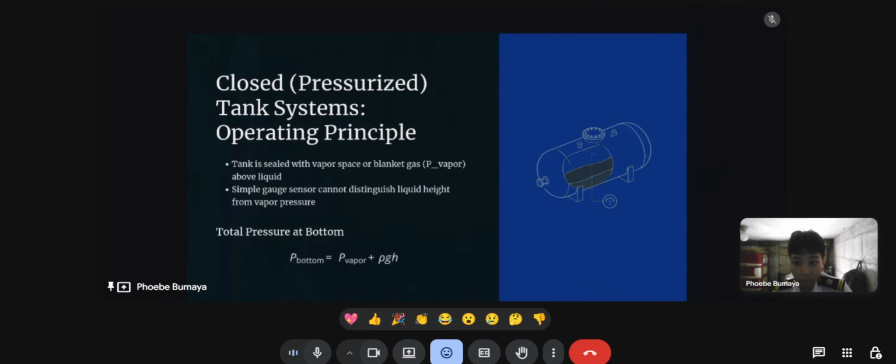For the closed or pressurized tank system, operating principle: the tank is sealed with a vapor space or blanket gas, P vapor, above the liquid. A simple gauge sensor cannot distinguish liquid height from vapor pressure, so the total pressure at the bottom is the hydrostatic pressure of the vapor plus density times gravity times height level.